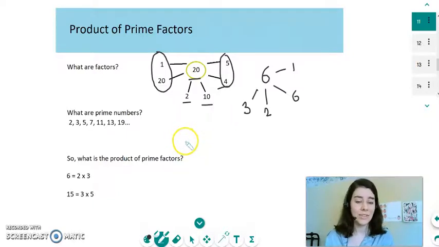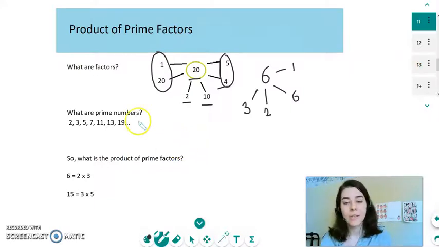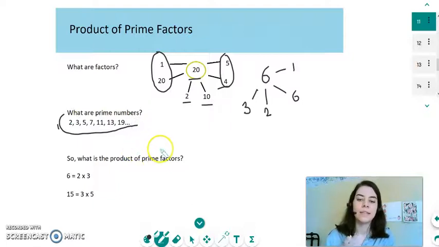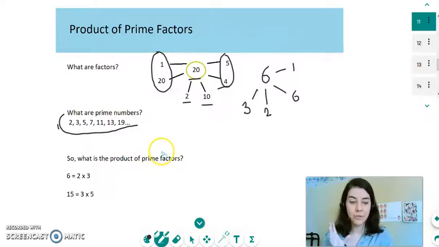This leads us on to a really interesting set of numbers called prime numbers. Prime numbers are numbers that can only have 2 factors. We can have 2 or 3 or 5, but the rule is that they'll only have 2 factors, and those 2 factors will always be 1 and itself.